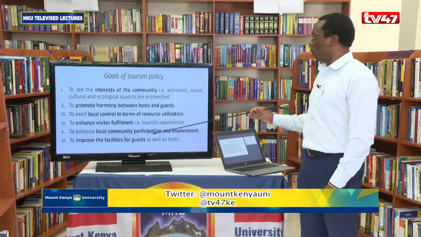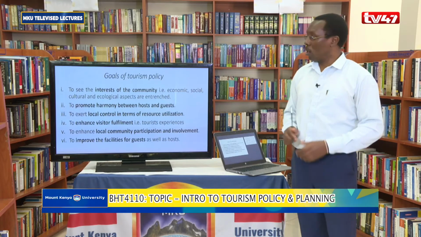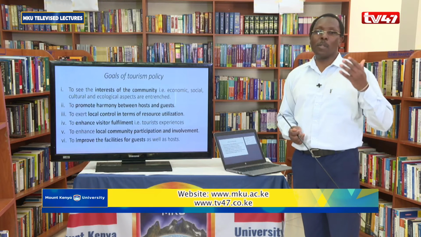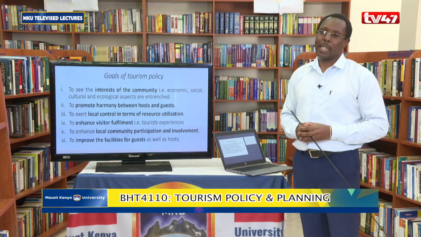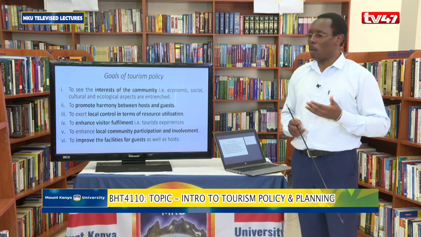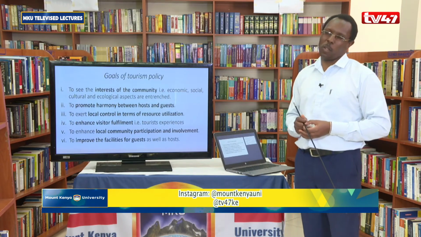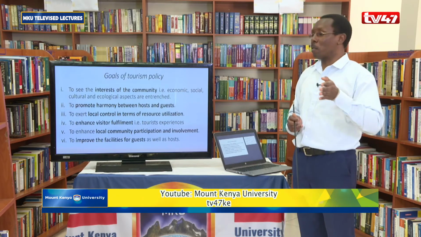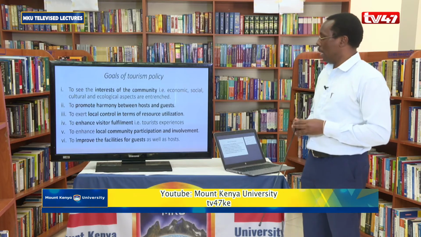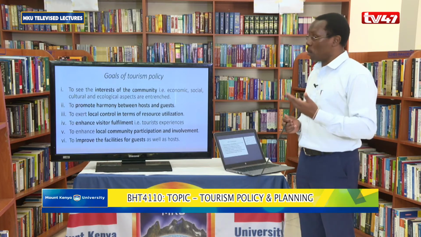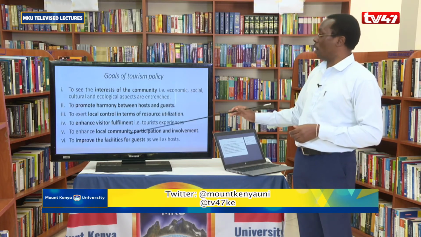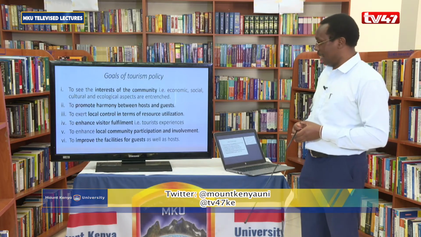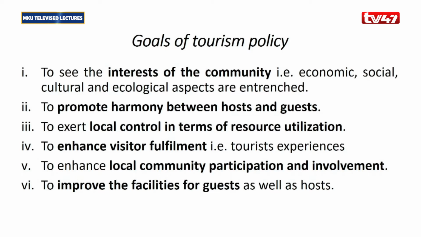Then number five, to enhance local community participation and involvement. When we talk about community participation and involvement, we're talking about the community being involved in all the steps of tourism policy and planning. For instance, we cannot just involve the community when we are talking about the implementation of policy. Rather, they should be involved from the word go, the setting of objectives, the way we formulate our strategies, and the way we want to monitor and even control the industry. In essence, the community must be involved holistically in all areas so that they can feel part and parcel of the tourism policy that is being propelled.